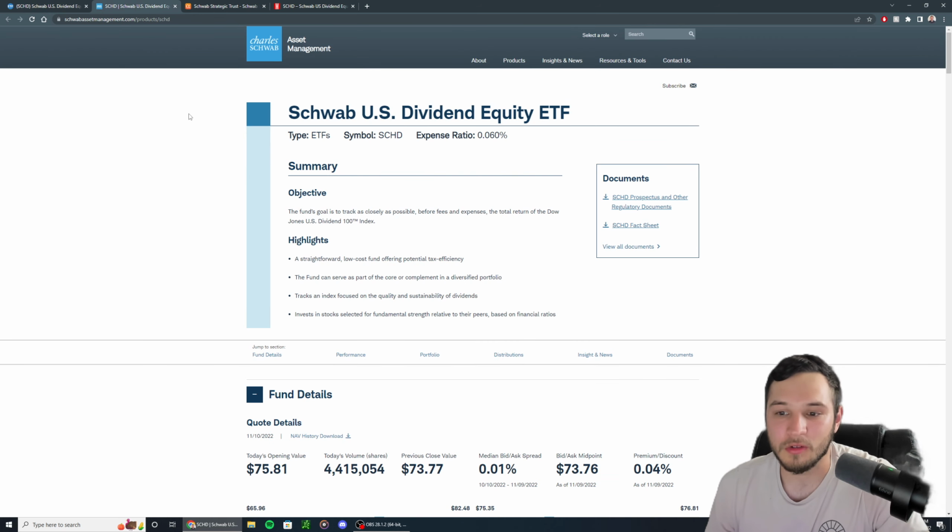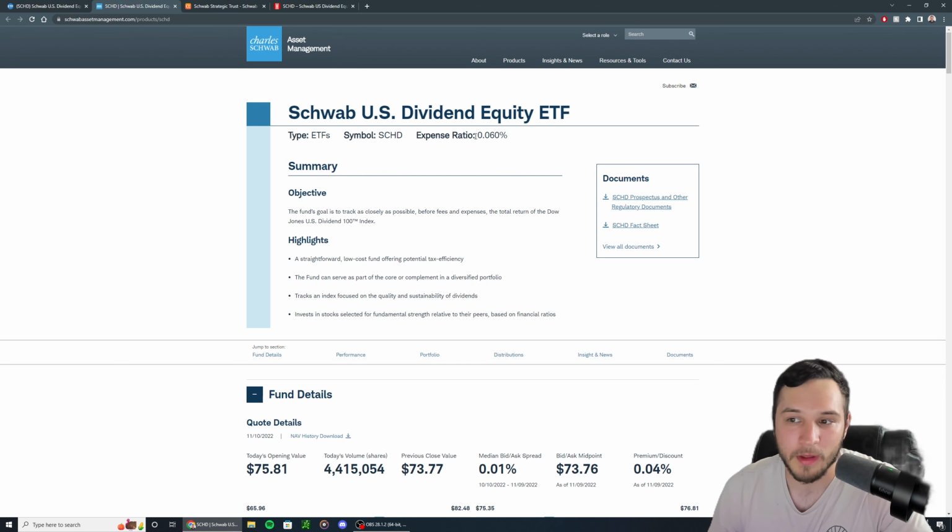And then looking into the details of the ETF. The Schwab US Dividend Equity ETF has an expense ratio of 0.06%. Overall, that is a very solid expense ratio, especially for the family of dividend ETFs. Usually Vanguard funds are going to have the absolute lowest expense ratios on average, but SCHD is the only Dow Jones US Dividend 100 index fund at this time.